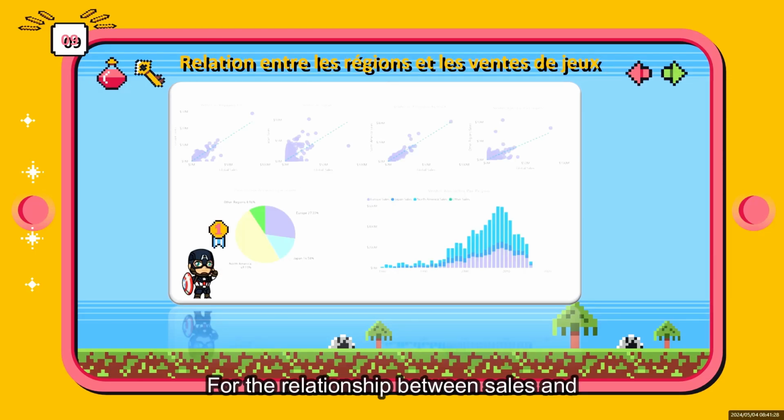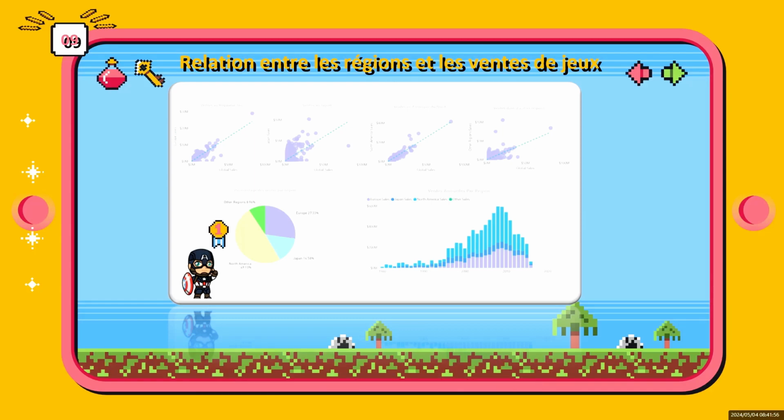For the relationship between sales and region, we want to see the trend between regional sales and the global sales through a scatter graph. Based on the trend of the image, we can see the North American region has the most clearly linear relationship. That means the higher the sales in North America, the more significant the increase in global sales.